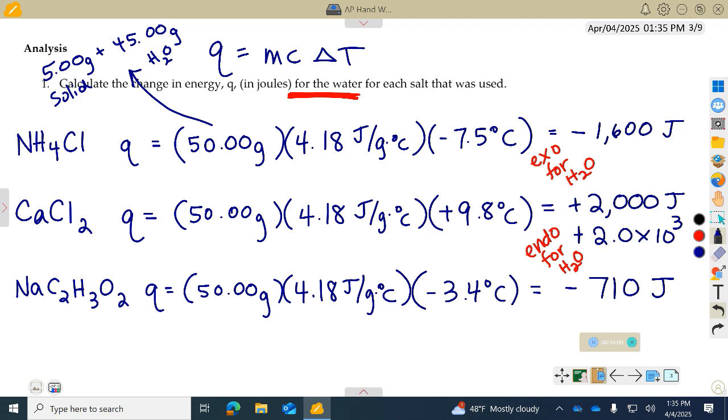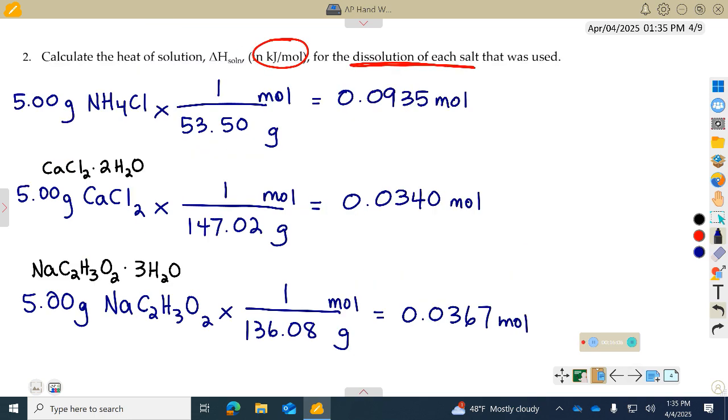So number 1, I'm going to change it to kilojoules. So I'm going to make this 1.6 kilojoules. And I've got to flip the sign. This is in reference to the dissolving of each salt. So again, when the water temperature went down, the water was losing energy. It was absorbed into the ammonium chloride, which we'll talk about a little more in a moment. Now I go kilojoules per mole. 0.0935 moles.